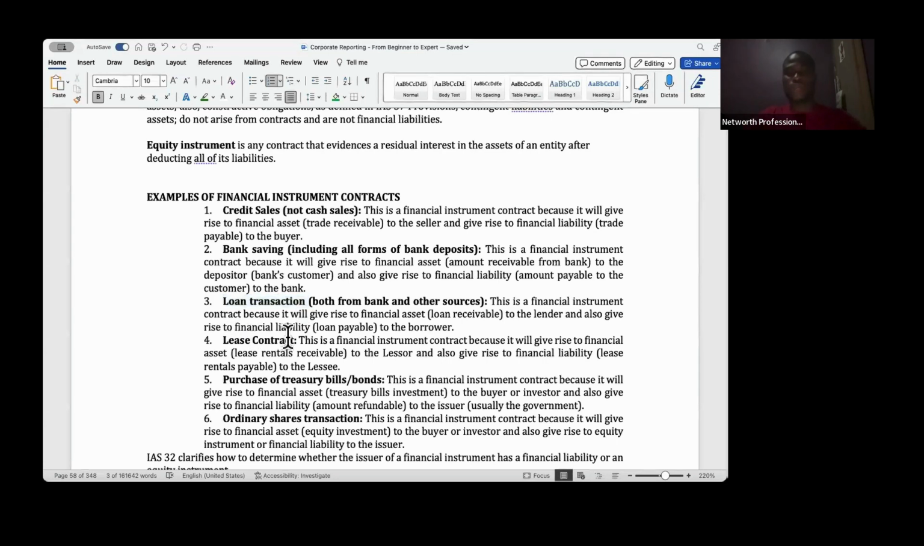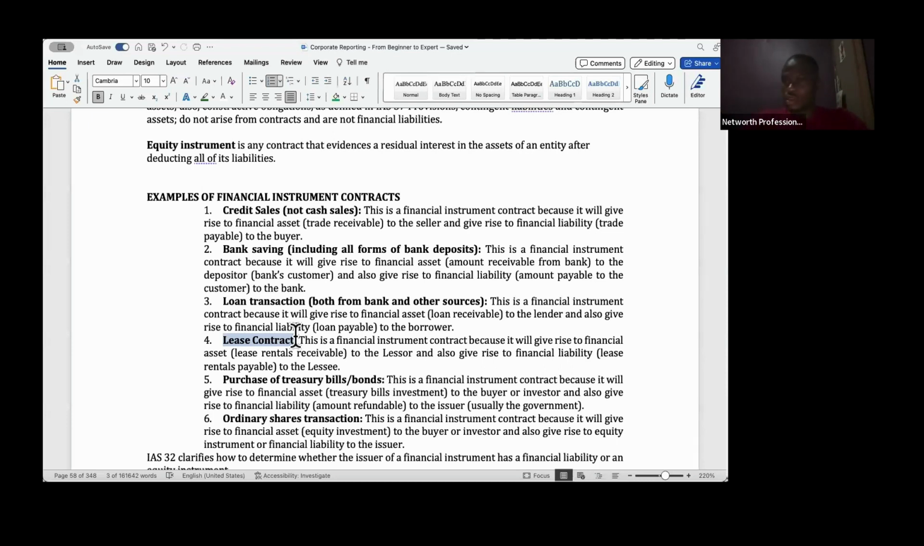Next one is a lease contract. When you enter into a lease arrangement, it is also a financial instrument contract because it gives rise to a financial asset of one entity in the form of a lease receivable. When we look at IFRS 16 from the next 2 weeks, you will see that we also call this lease receivable net investment in the lease. That is a financial asset because it gives you the right to receive cash. The other guy, who is the lessee, has an obligation to deliver cash. So he has a financial liability. So a lease contract is a financial instrument contract.